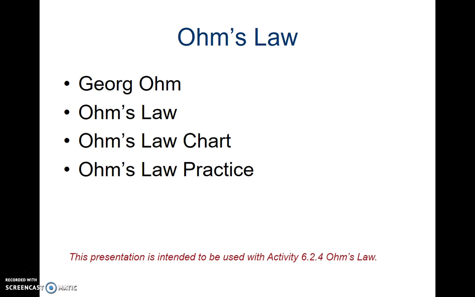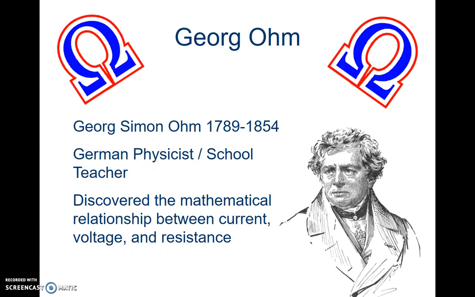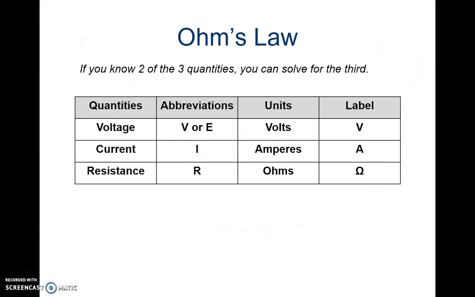These are the topics we're covering in this presentation. First and foremost, you don't have to write any of this down, but this is Georg Ohm, or maybe it was George, I'm not sure. He lived from 1789 till 1854, and he was a German physicist and school teacher. He's the guy responsible for what's called Ohm's Law. He discovered that there's a mathematical relationship between current, voltage, and resistance. Basically, he figured out that if you know two of the three, you can calculate the third. Kind of cool.